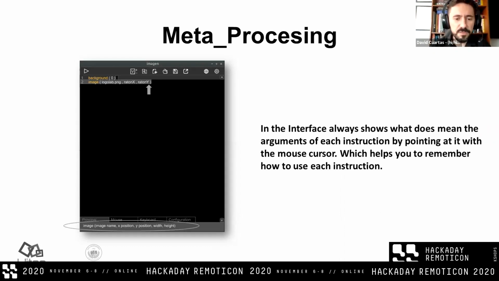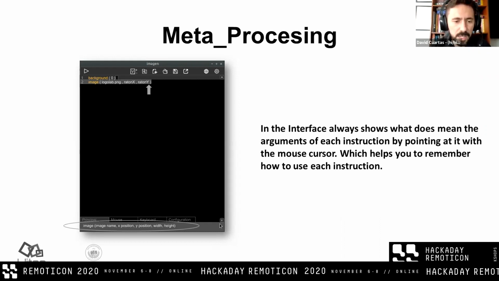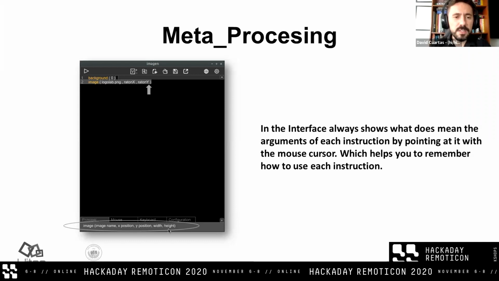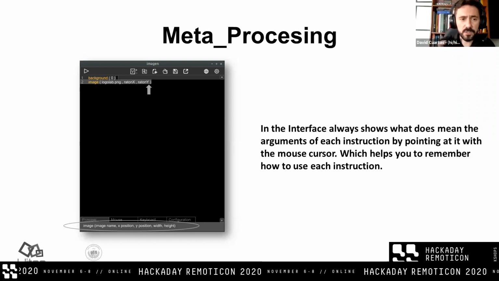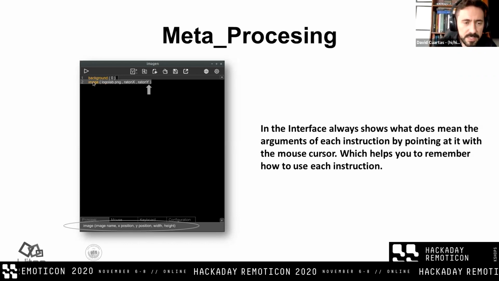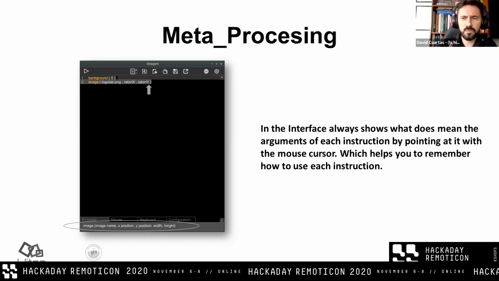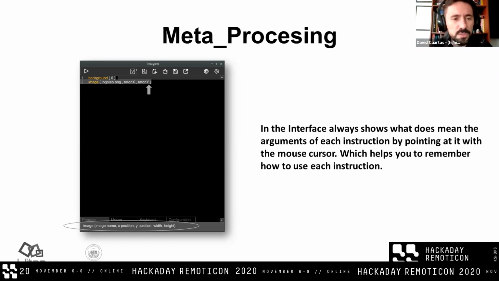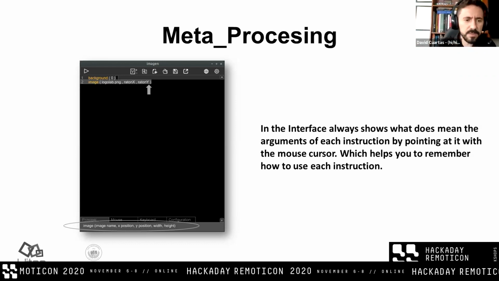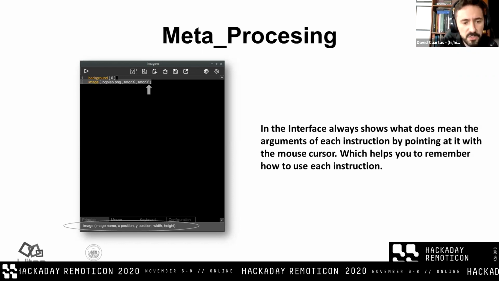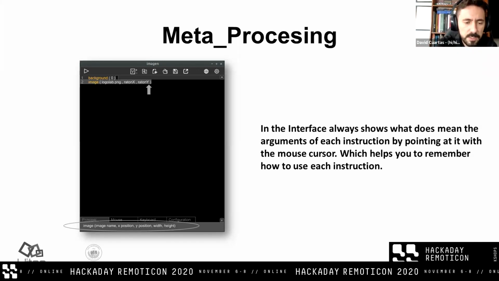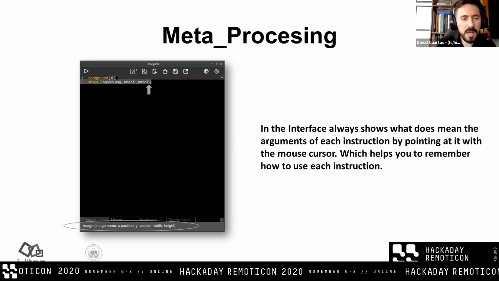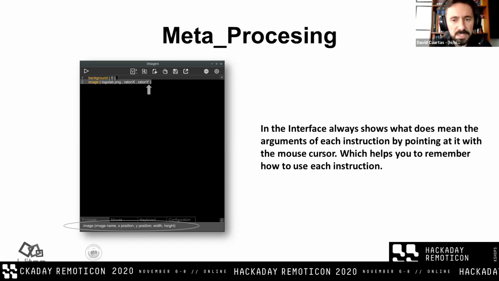This is really important in the interface. In the bottom of the interface, you will have this gray rectangle. In this gray rectangle, you always will have information about how every instruction works. You just have to place your mouse cursor over the instruction that you don't remember, what does the first parameter, the second parameter, the third parameter do. You just move the mouse there, and in the bottom of the interface, you will have the information that the first parameter is the image name, the second parameter is the X position, the third parameter is the Y position. So it's very nice that you are always checking down. That way you will have a few clues how to use Meta Processing.